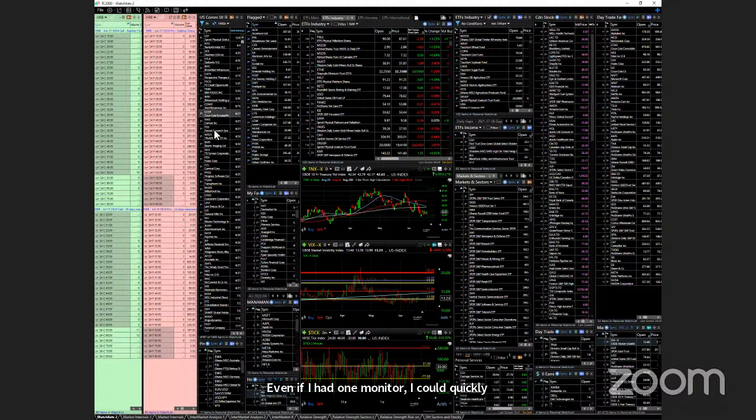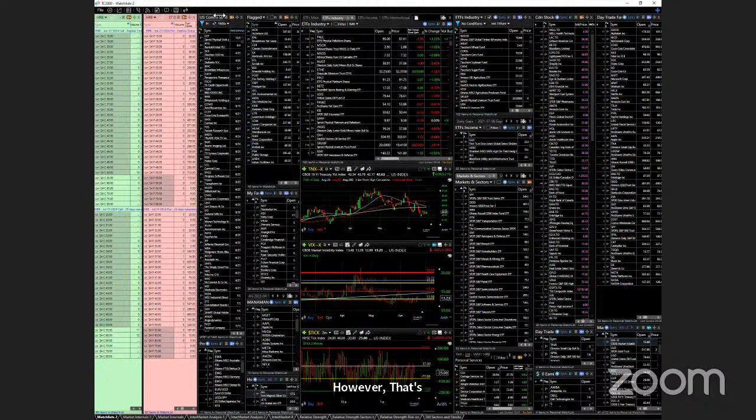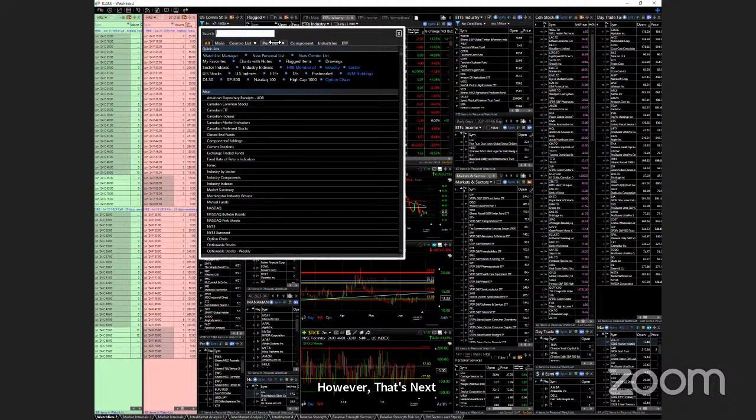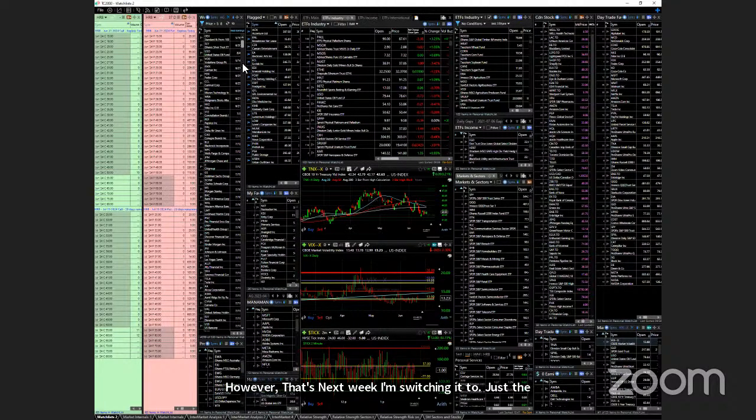Here is where I look for, I don't want to forget to mention this. This is where I'm looking for earnings options trades. So this is sorted by next earnings. There's no earnings on Monday. This week I have it on all US common stocks with the filter. However, next week I'm switching it to just the ones with weekly options because this was obviously monthly expirations today.